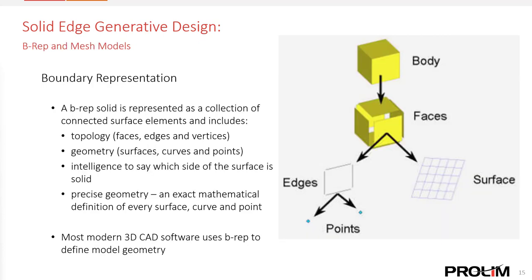traditional machining methods. At this point, let's take a moment to present some background information about the two types of CAD models that we have mentioned: BREP models and mesh models. A BREP, or boundary representation model, is an exact mathematical model of a 3D part. It includes definitions of the topology (faces, edges, and vertices) and geometry (surfaces, curves, and points) that make up the 3D part, with some intelligence to say which side of the surface is solid. Most modern 3D CAD software, including Solid Edge, uses BREP as a primary method for defining the model geometry.